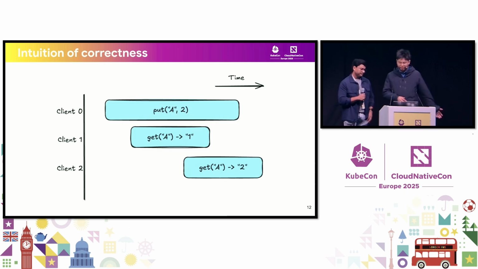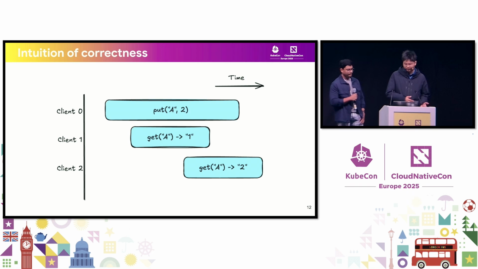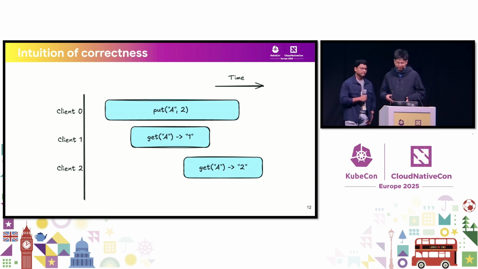So coming back to the question, what if the requests happen concurrently? For example, consider the above case where we have one put request and two get requests running concurrently. Interestingly, client 1's get a returned result 1, while client 2's get had the result 2. So is this a valid case? Depending on the consistency model, we can have different answers.